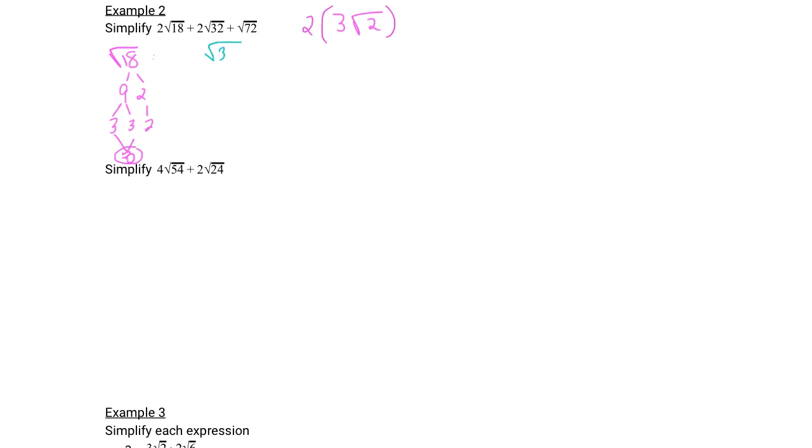Square root of 32. Well, that's 16 times 2. And that's 4 and 4 and 2. So I got a pair of 4s and 2. So that's plus this 2 that already is out front. And now we can write this 4 square root of 2.